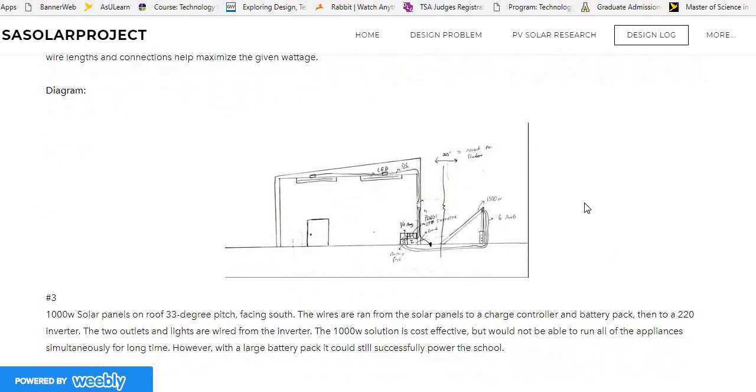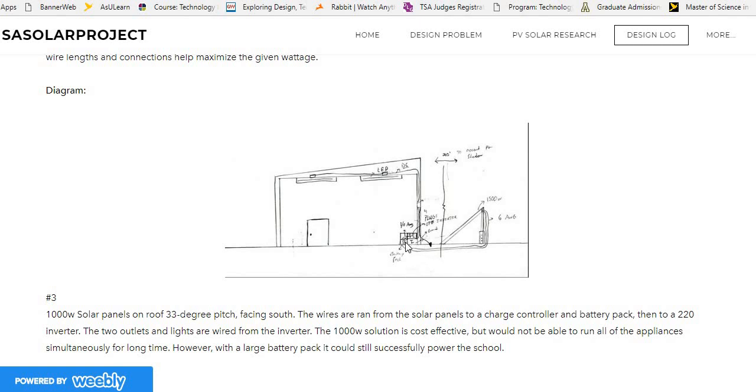Here's a short little diagram about solution number 2. Here you can see the solar panel. I drew it a little bit too close to the building, so there's a divider line in between the solar panel and the building saying that it would be about 20 feet away from the building, with the wires run underground just to make sure that nothing above ground would corrode the wires.